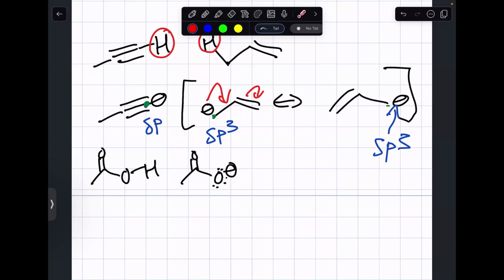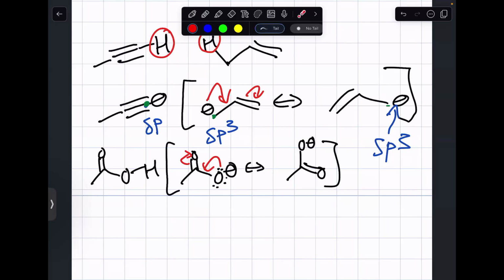sp3. It looks sp3, right? Because there are 4 bonding groups attached to it: 1, 2, 3, 4. But the trick here is that if it can do resonance, and we draw its resonance structure, you're going to see something else.